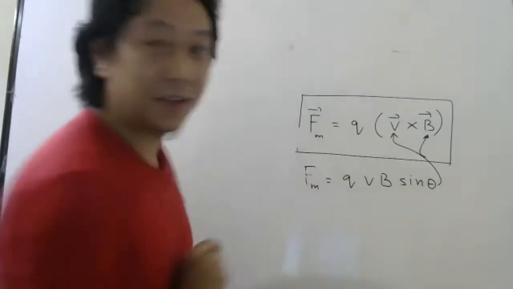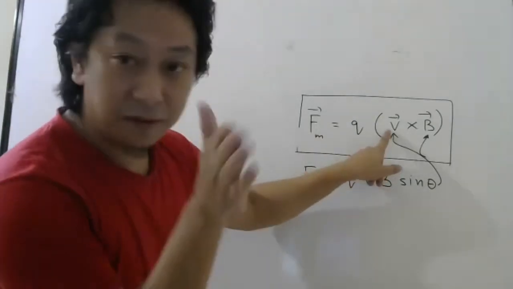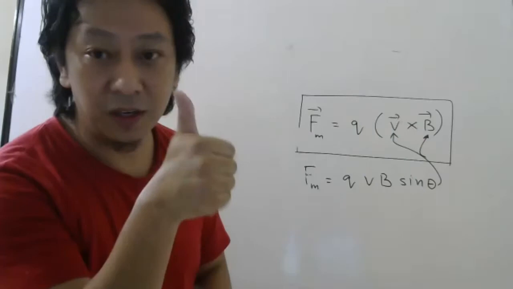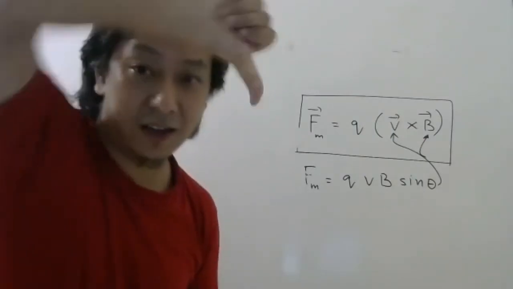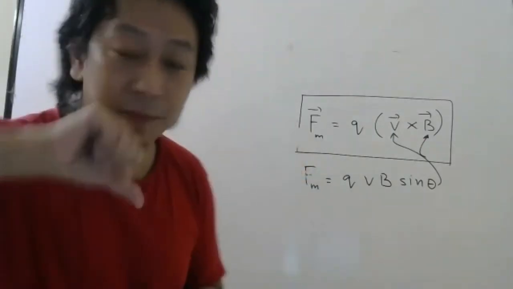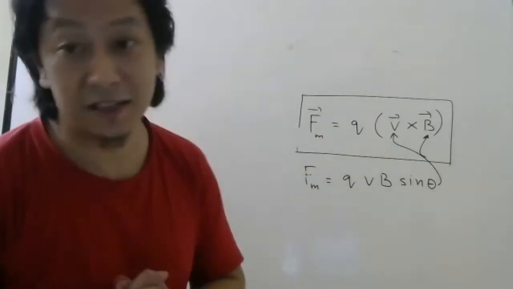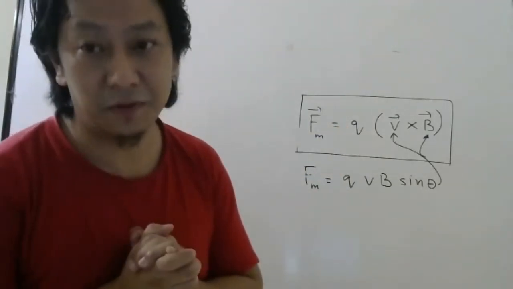negative, then first you have to find V cross B according to the rule. Then you have to do the opposite, ulta, to find the force. Why ulta? Because the charge is minus. So slightly you have to be careful.